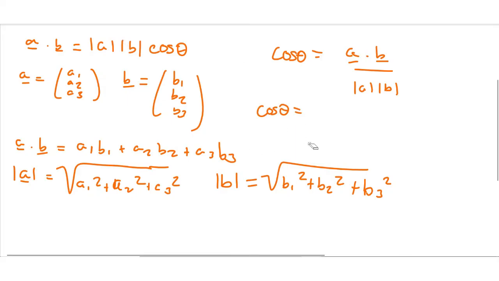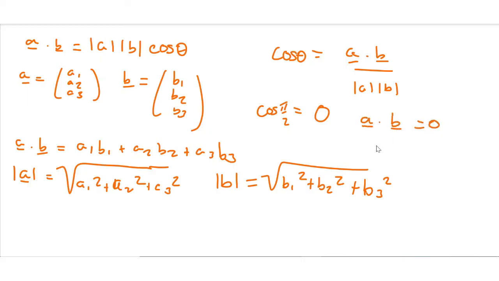Well, perpendicular is when we have 90 degrees or pi by 2. So cos pi by 2 is equal to 0. So we need this equal to 0, and that means the numerator is going to be equal to 0. A dot B equals 0 when A and B are perpendicular.